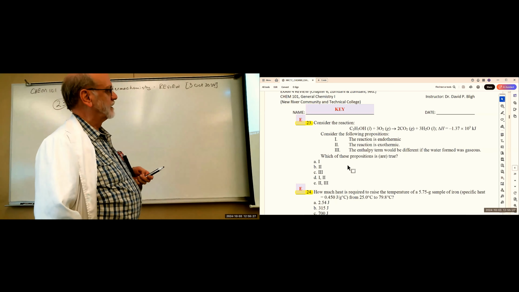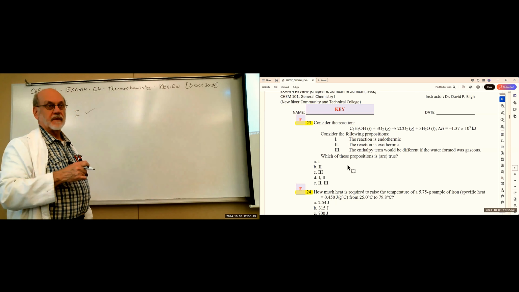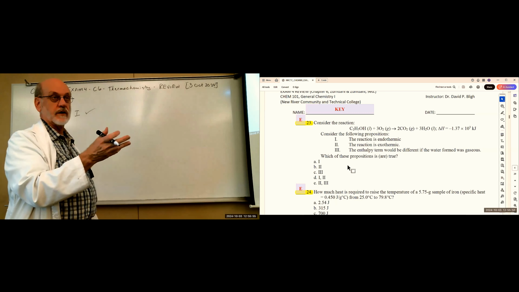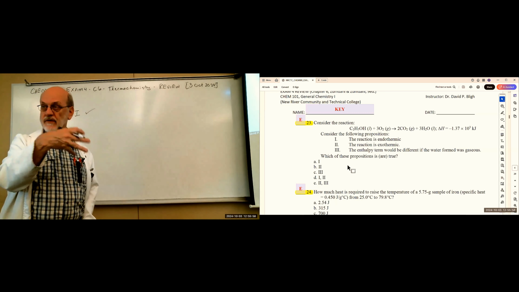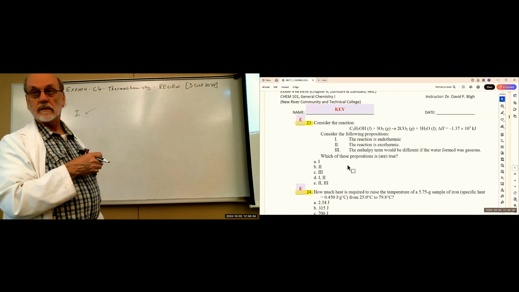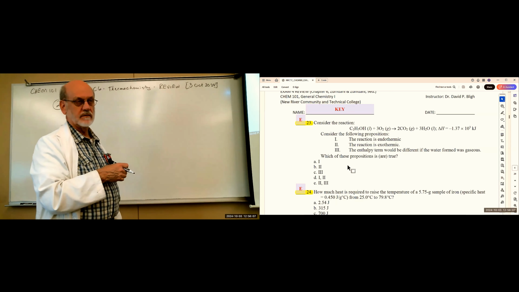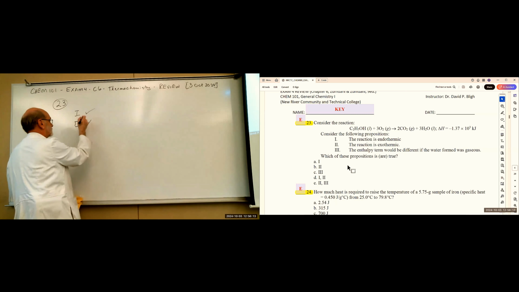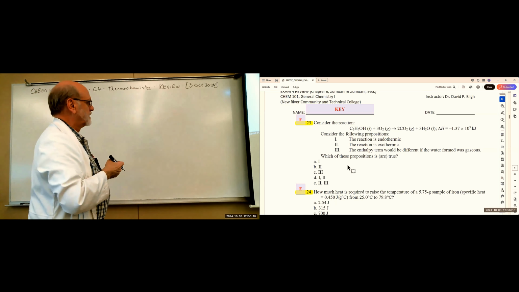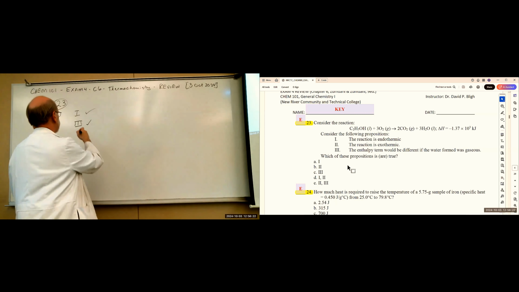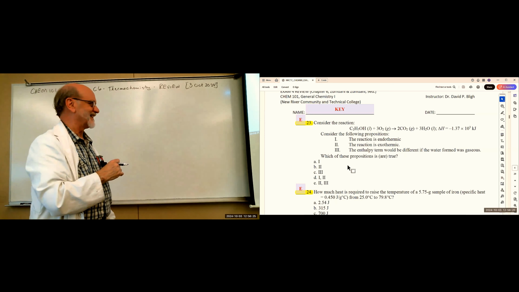How about the enthalpy term would be different if the water formed was gaseous? They've listed the water under standard conditions as liquid. Yes, the enthalpy would be different because some of the heat that's generated in the reaction would go to converting liquid water into water vapor. Right? So the value would probably be lower, a smaller value. Maybe not by much, but it would definitely be different. So 3 was also true. So which of the 4 propositions are true? 1 and 3? Wait a minute. Oh, 2 and 3, excuse me. Not endothermic, it's exothermic. 2 and 3.